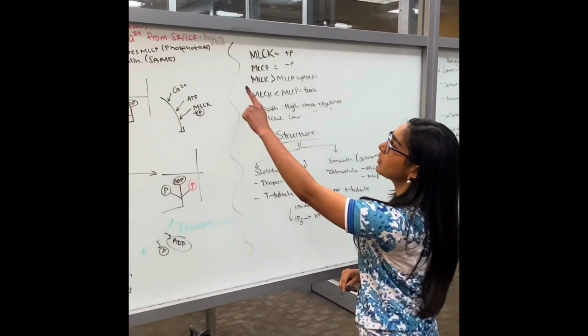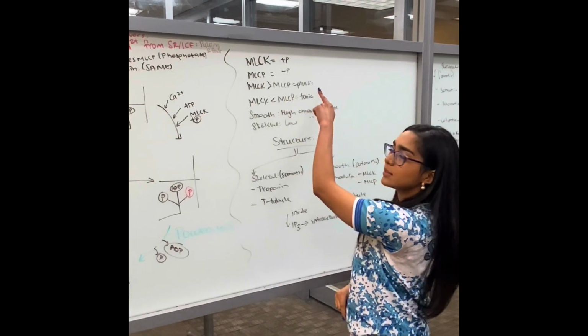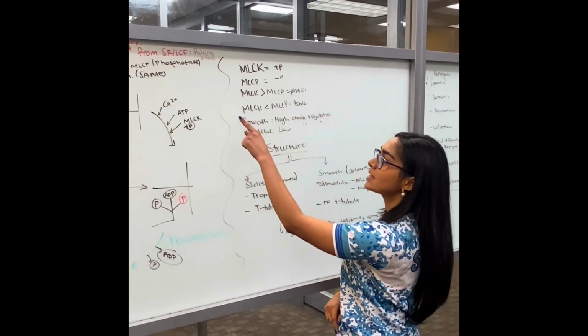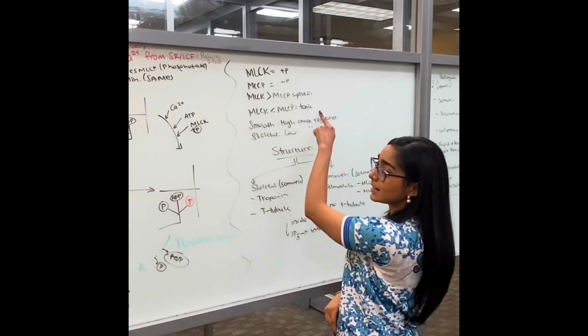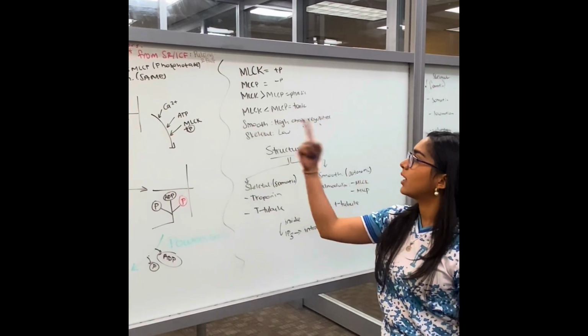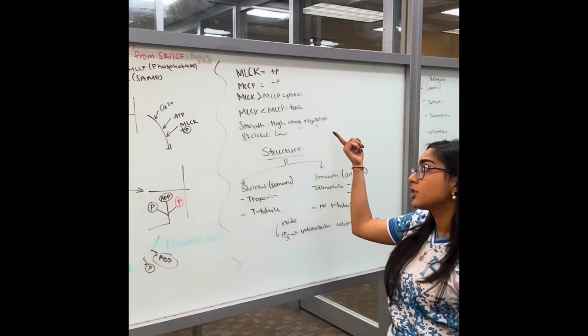Okay, MLCK means more phosphate, MLCP means less phosphate. If you have more MLCK than MLCP, it's likely to be phasic. If you have less MLCK than you have MLCP, it's likely to be tonic. Smooth muscle has high chain regulation.